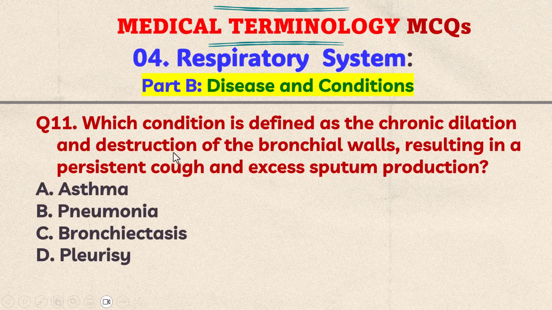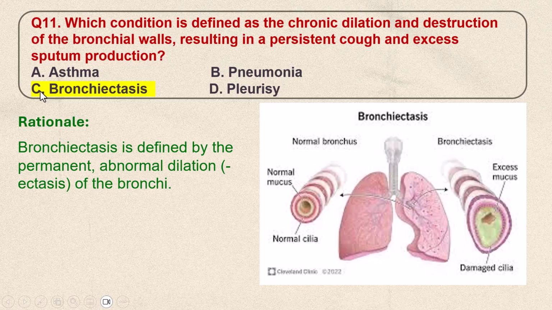Question number 11. Which condition is defined as the chronic dilation and destruction of the bronchial walls, resulting in a persistent cough and excess sputum production? A, asthma, B, pneumonia, C, bronchiectasis, D, pleurisy. Think the answer. The correct answer is C, bronchiectasis. You can see in the bronchiectasis, this is the normal bronchus with the normal mucus, but in the bronchiectasis, you can see excess mucus in the bronchi. So bronchiectasis is defined by the permanent abnormal dilation.